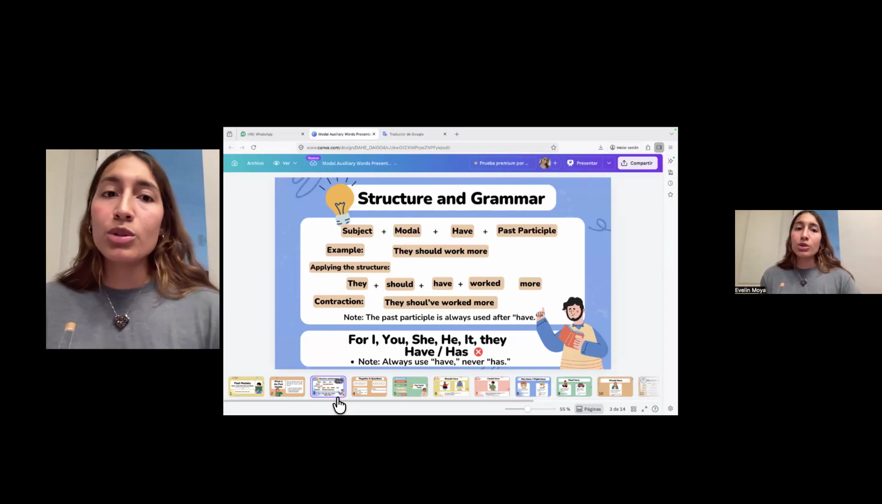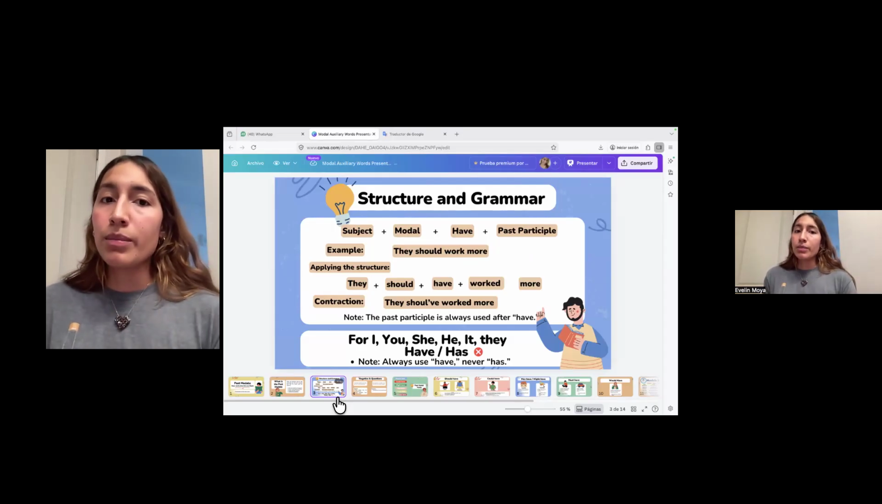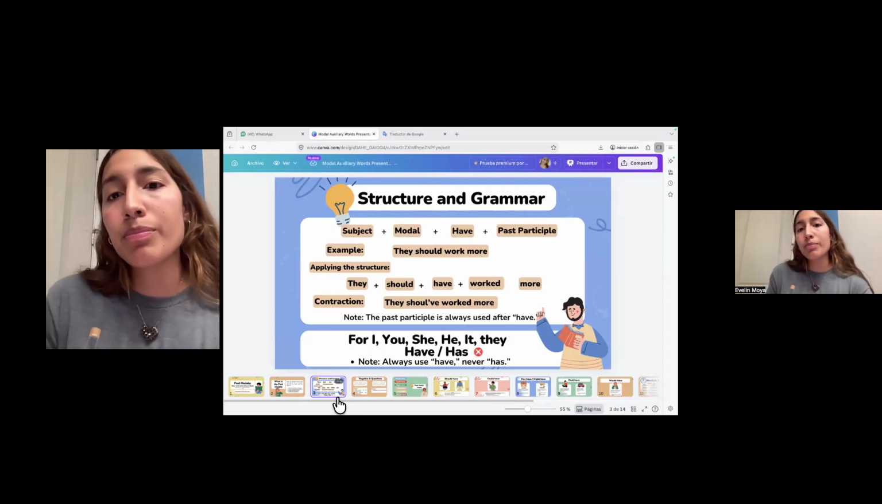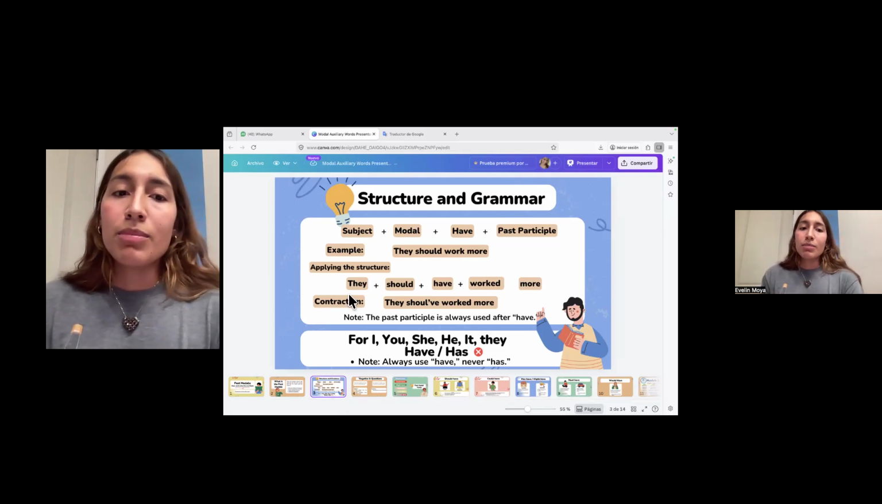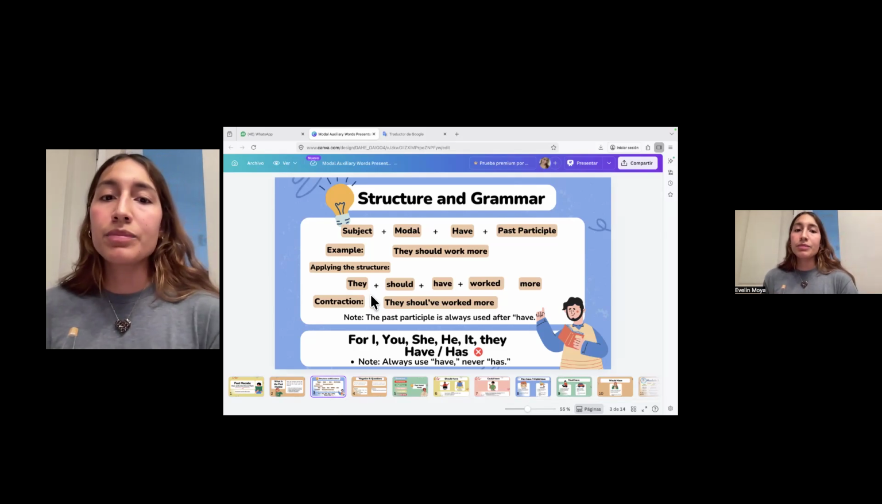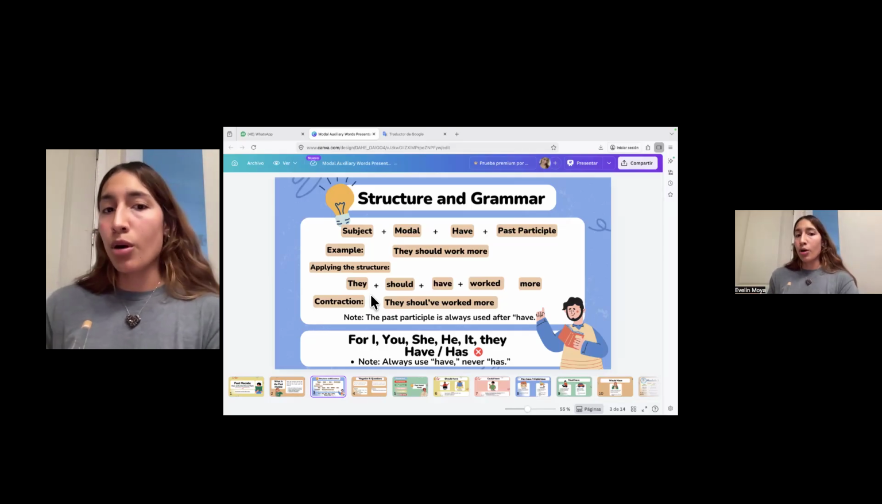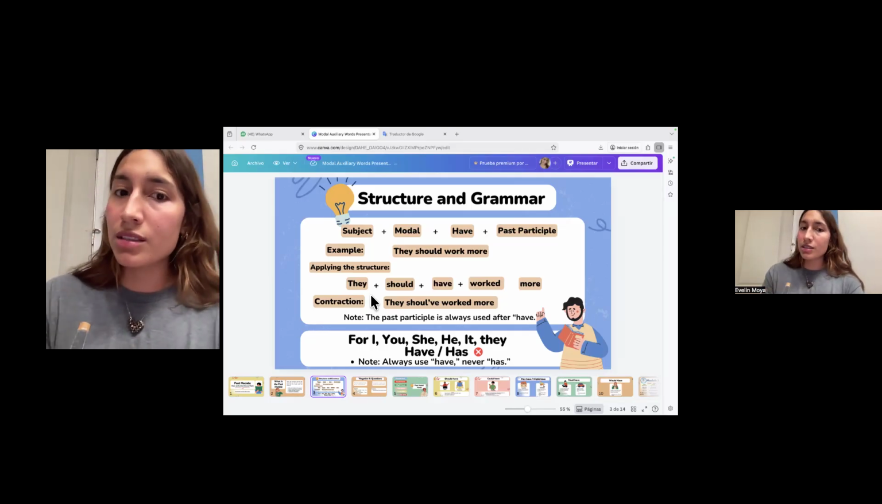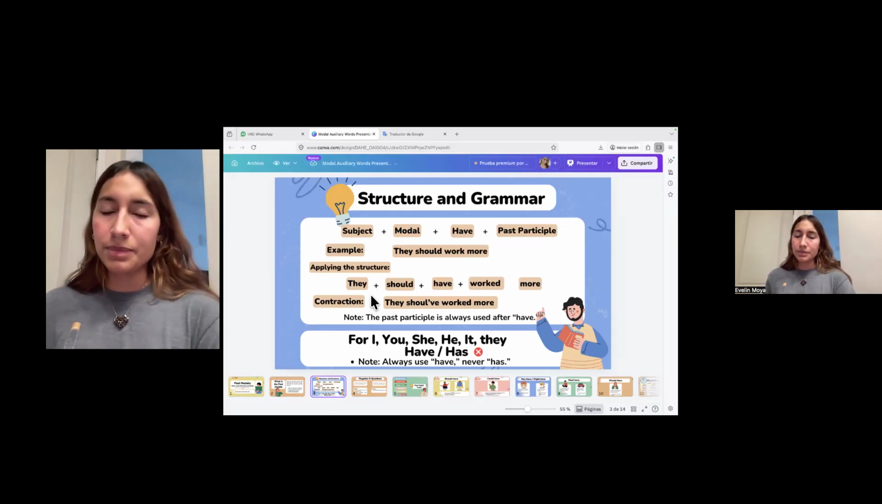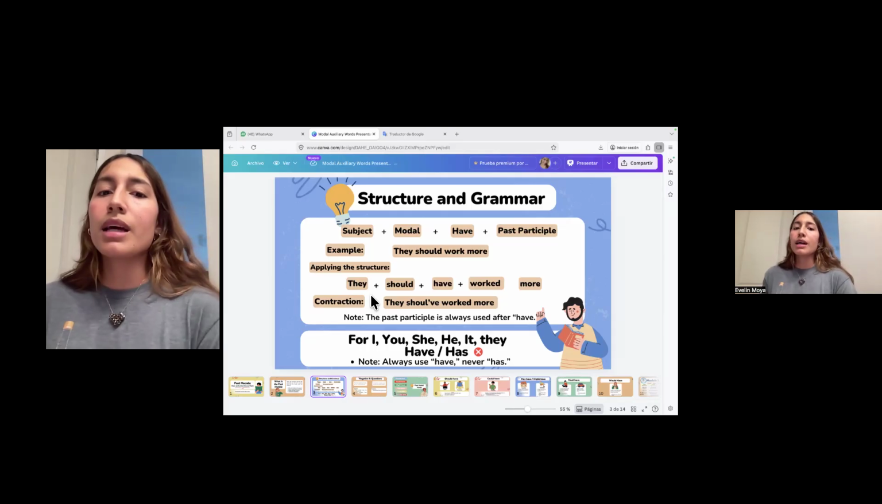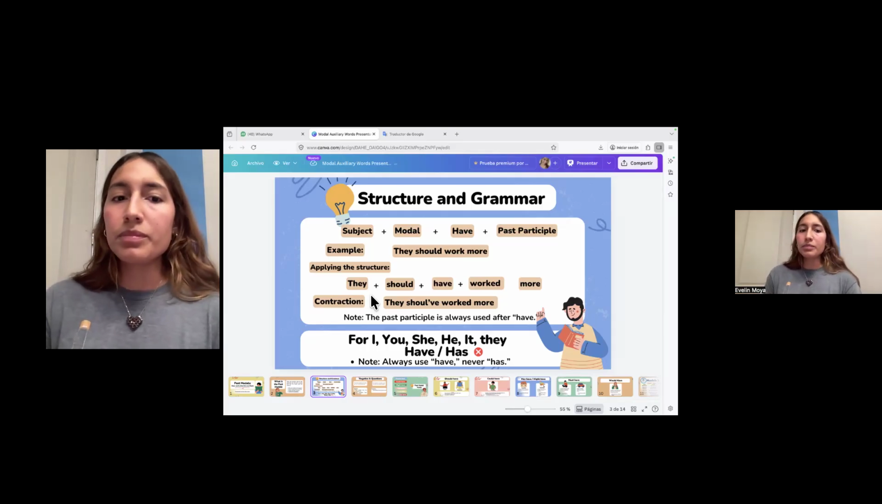First of all, we're going to place the subject plus modal plus have plus past participle. So, for example, they should have worked more. And the construction of the sentence will look like this. They would have worked more.